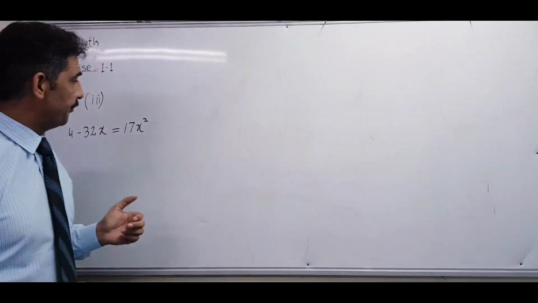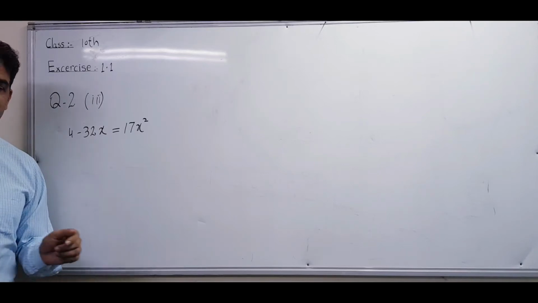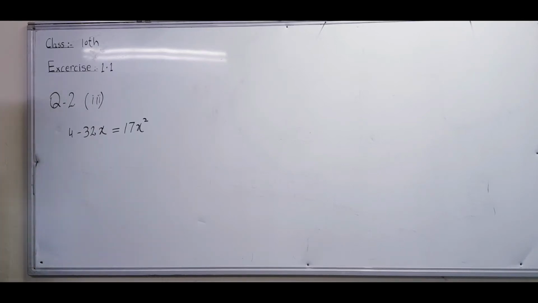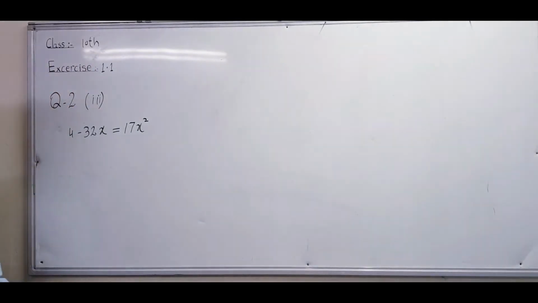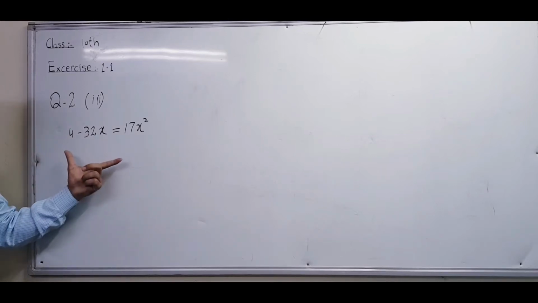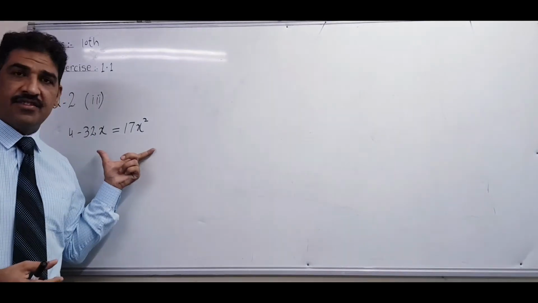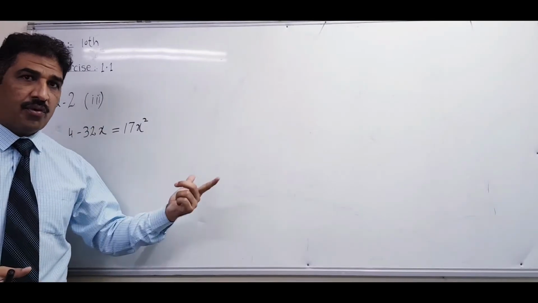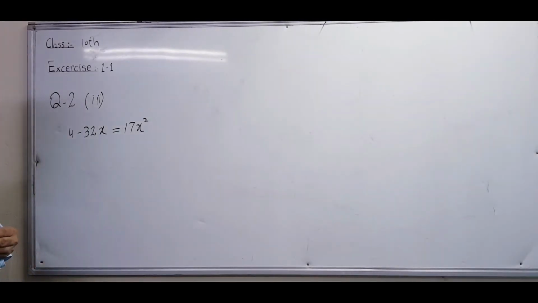Assalamu alaikum dear students. Today is lecture number 2, question number 2: 4 minus 32x is equal to 17x square. The main purpose here is also factorization. We have to use the factorization method, that is, a quadratic polynomial or quadratic equation. The first step is to simplify this equation, and which form do we have to change it into? Standard form.